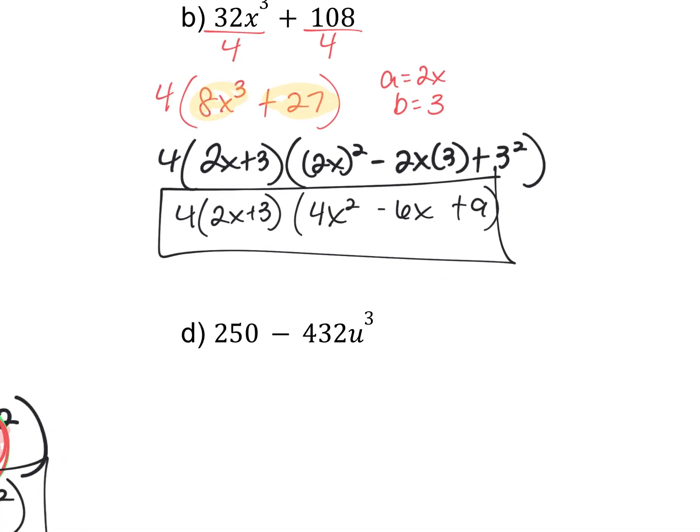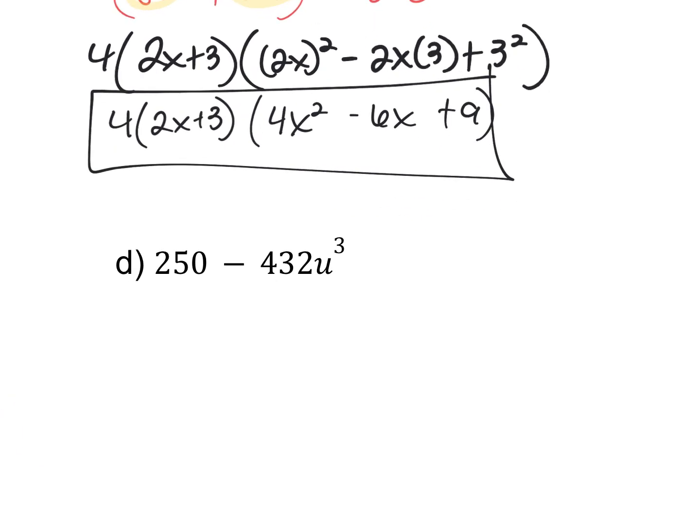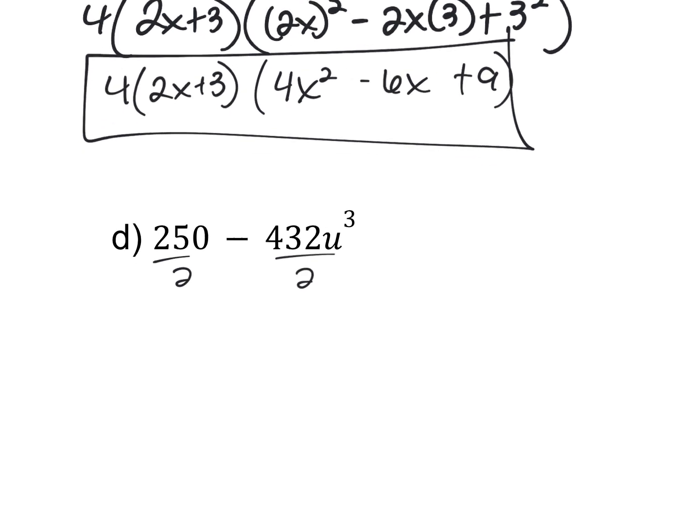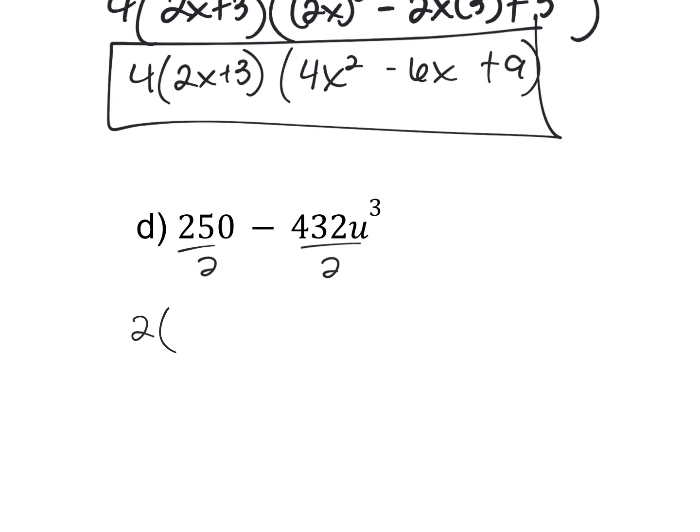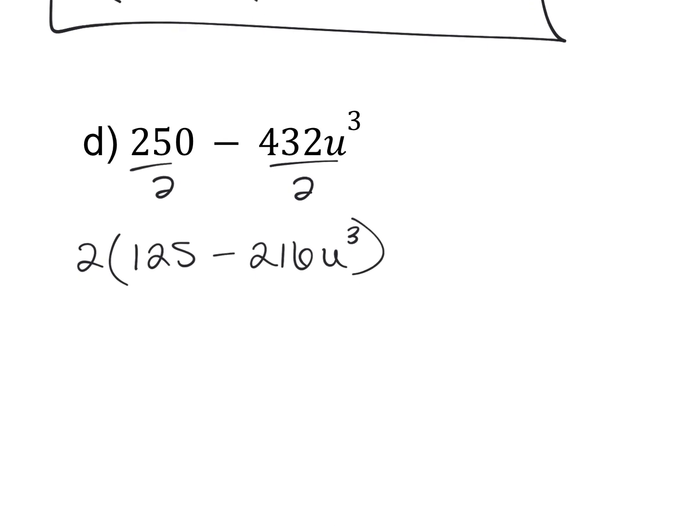Yes. Okay, last one. Are these perfect cubes? The answer is no. Okay, so is there any GCF you can factor out in order to get them to be perfect cubes? Looks like 2. If I factored out a 2, that would cause that to be 125, and I know that's a perfect cube. So let's do that. That would be 125 minus 216u to the third. All right, cool. So now they are both perfect cubes, so let's just finish it up. Your A is 5, your B is 6u.